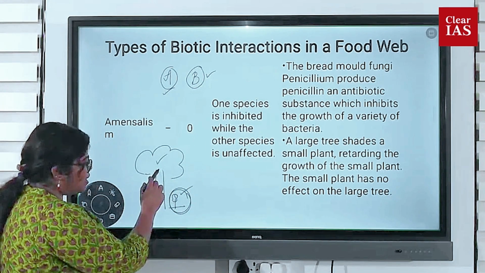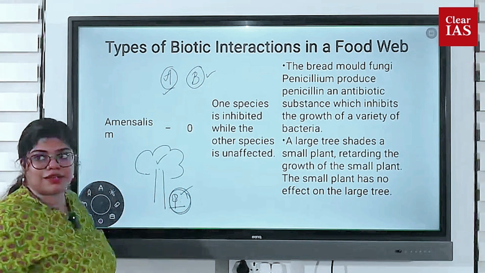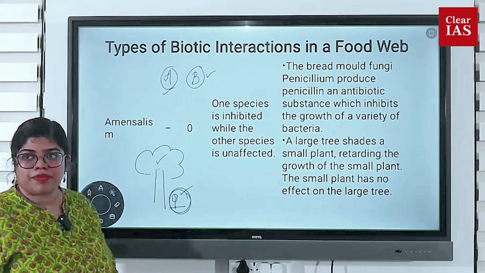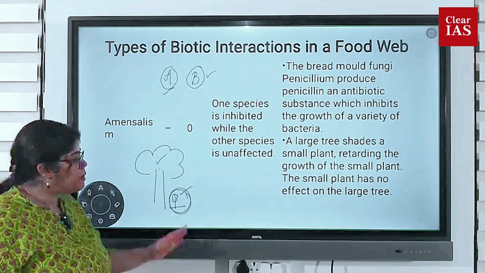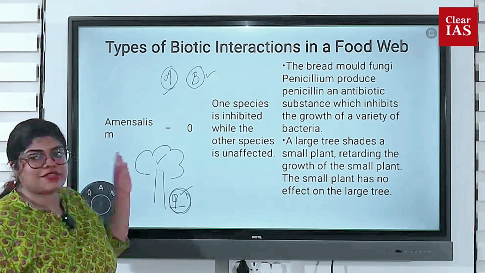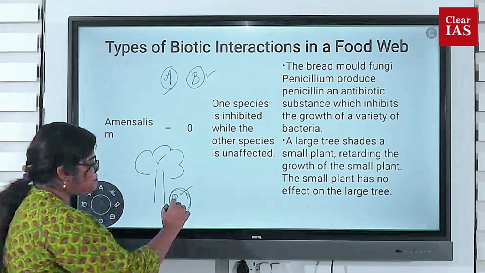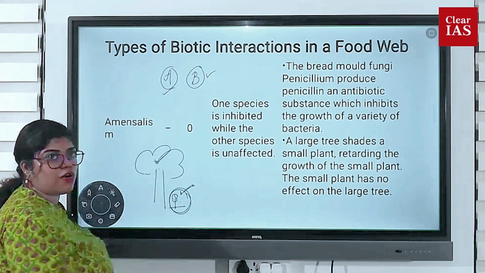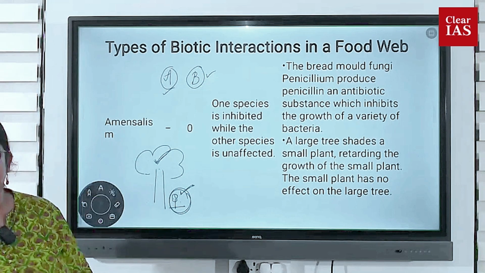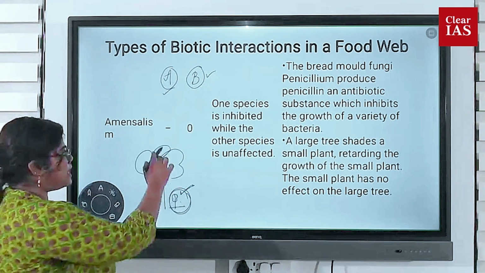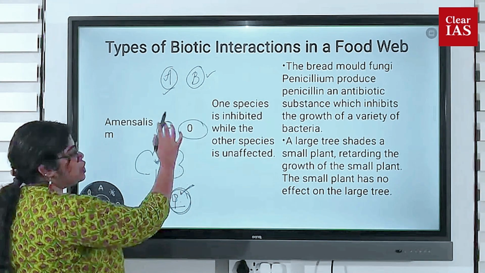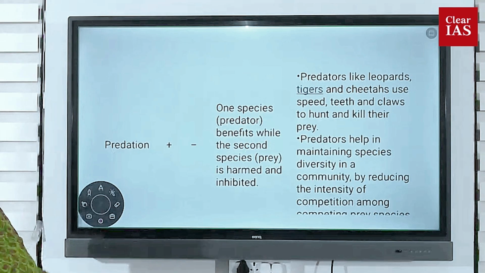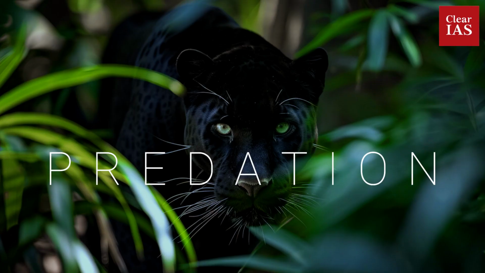But when you consider the tree, is this plant affecting the tree? No, right? This plant is doing nothing to this tree. The tree is unaffected, but the plant is getting destroyed because of this tree. Understanding it? So this particular plant is negatively affected, but the tree has no effect at all. This is called amensalism. One is negatively affected, the other is having no effect at all. Clear? Very clear?